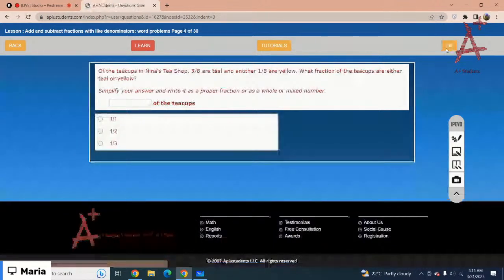Okay, of the teacups in Nina's tea shop, 3/8 are teal and another 1/8 are yellow. What fraction of the teacups are either teal or yellow? So you have to add 3 by 8 plus 1 by 8. 3/8 and 1/8 makes 4 over 8. You have to divide them by a common number, 4. It would be then 1 over 2. Got it? So the correct option is 1 over 2. So just select the correct option and click on the OK button.